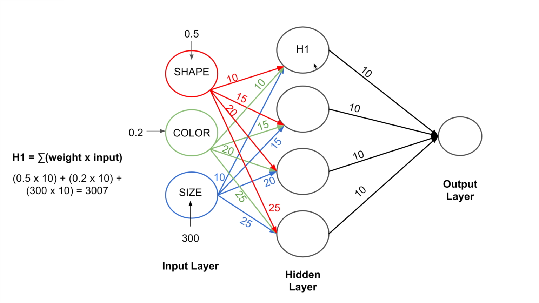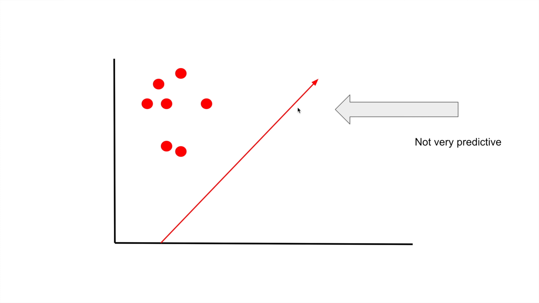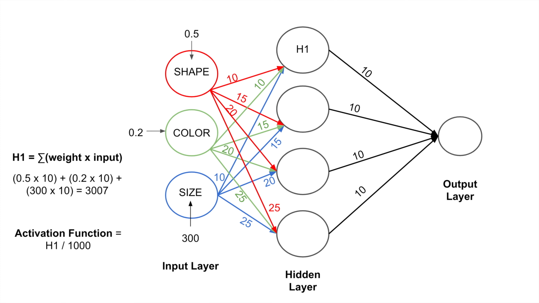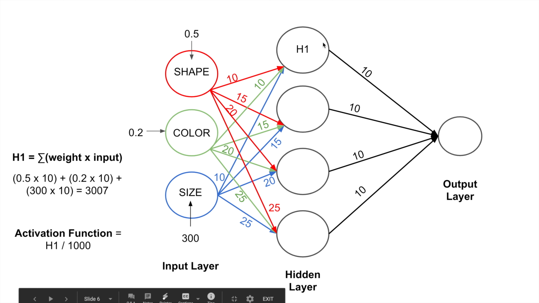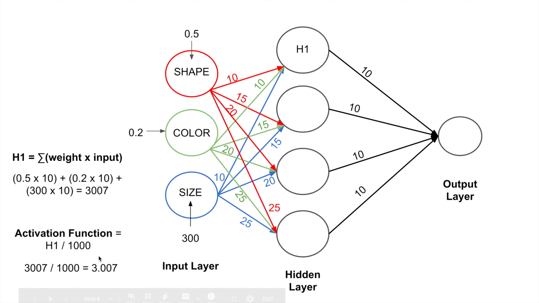Next we have to put our h1 value through an activation function, and we do that to prevent just increases in each hidden layer as we go along in a linear fashion, because that's not a very accurate predictive model. In this case, our activation function is our output, or the circle in our hidden layer. In this example, h1 divided by 1000, and that equals 3.007.